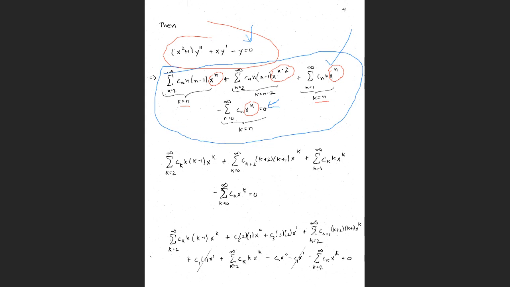So I'm going to let k equals n for 3 of them, but for the second power series, I have to let k equals n minus 2. Okay, and then I rewrite the power series in terms of the index k. And that gets us to this step here. Let me give you a moment to catch up.